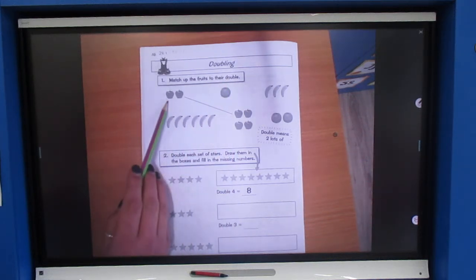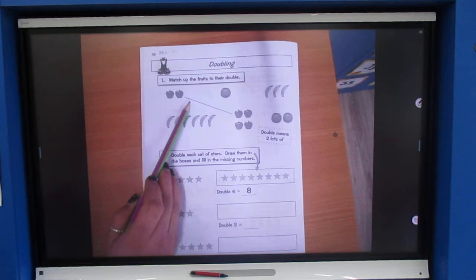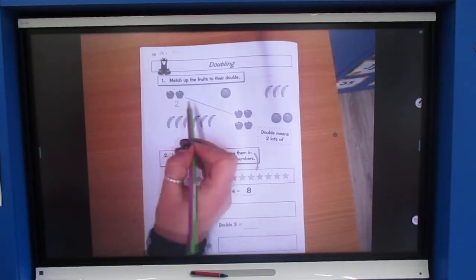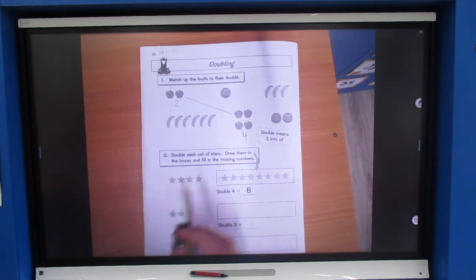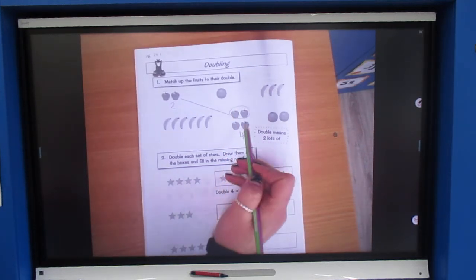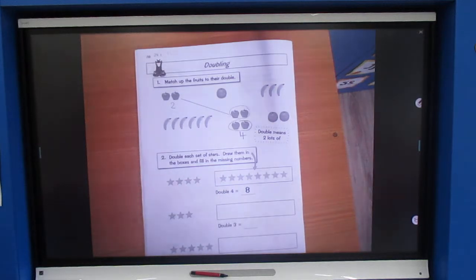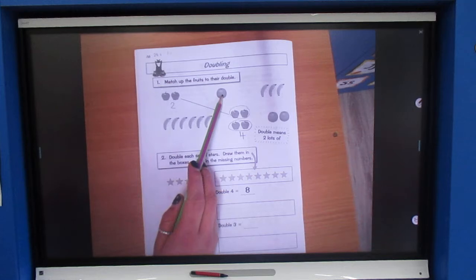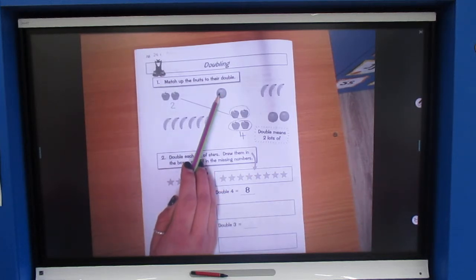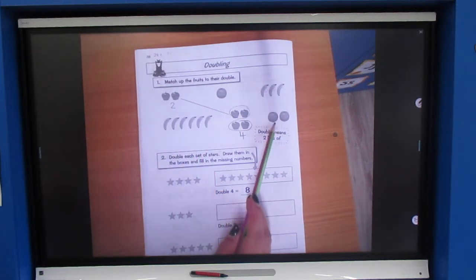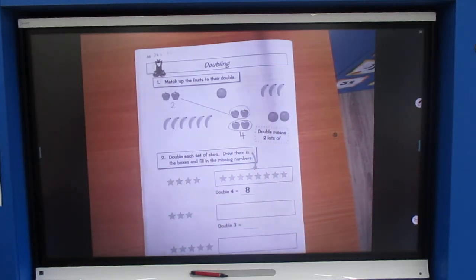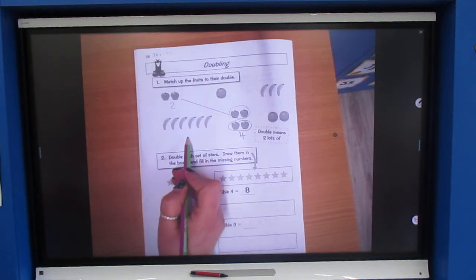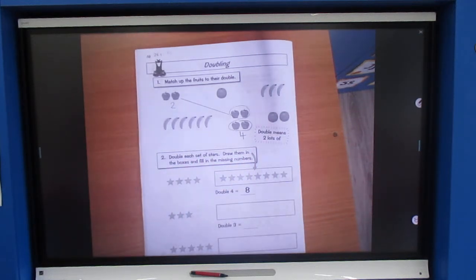So the first one has been done for us. We've got 2 apples here, and the line is matching it to these ones here, and there are 4, because we've got 2 lots of 2. Okay, remembering that double means 2 lots of. So you've got to find which answer matches this one. So we've got number 1, find the double, and we've got 3 bananas, so find the double. And if you can, write the numbers underneath so I know you understand, okay?